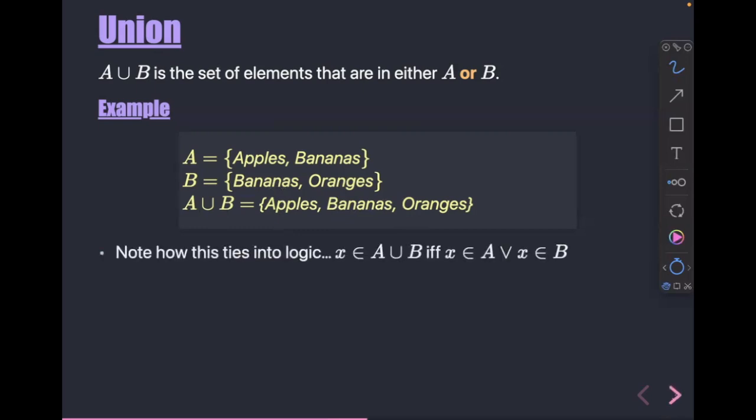And again, we can tie that back to our logical OR operator, right? Because X is in A union B, if and only if X is in A or X is in B. So again, you have this logical OR that looks pretty similar to this union symbol.